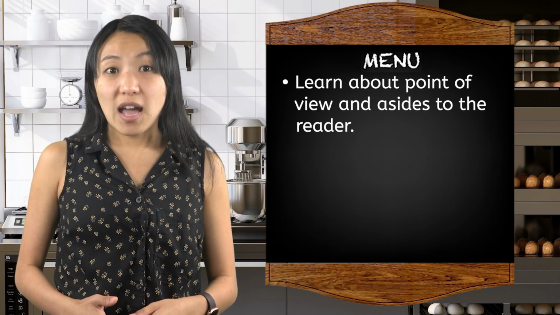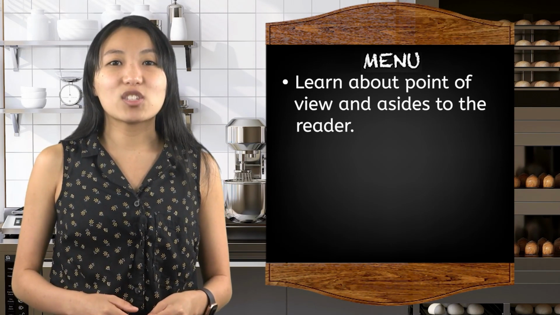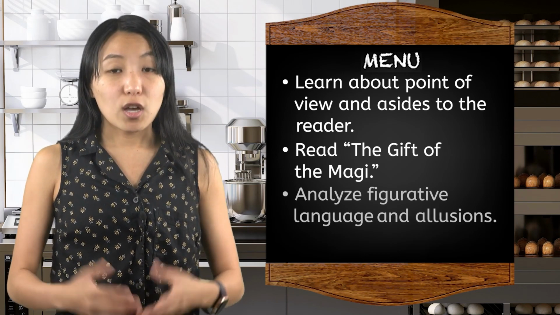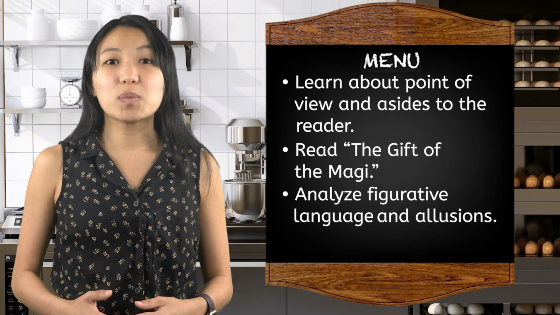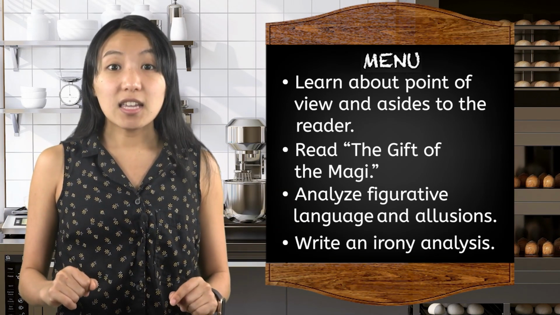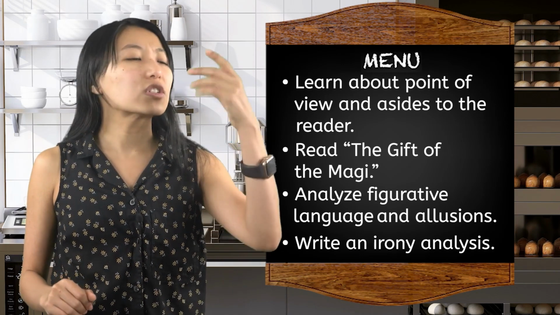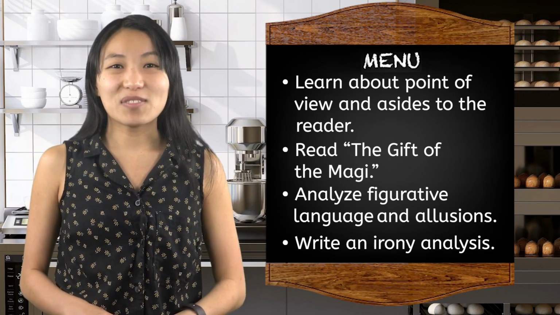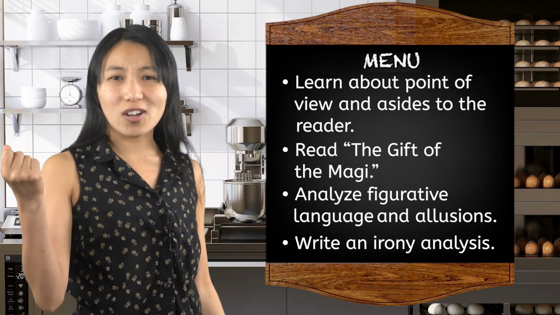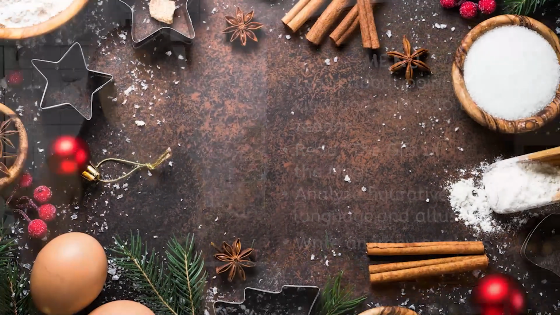Now that we've savored the delightful taste of asides, let's take a sneak peek into our menu for the week ahead. You'll begin by learning about point of view and learning a little more about asides to the reader. Then you'll be reading your final short story for this unit. You'll analyze figurative language and allusions within the story and end the week by writing an irony analysis. Each of these activities is meant to enrich your palate. By the end of the week, you'll be serving up insights and analyses like a Michelin-starred chef.